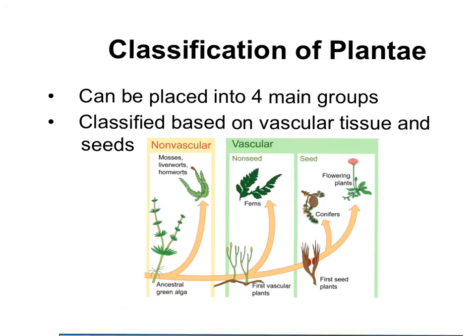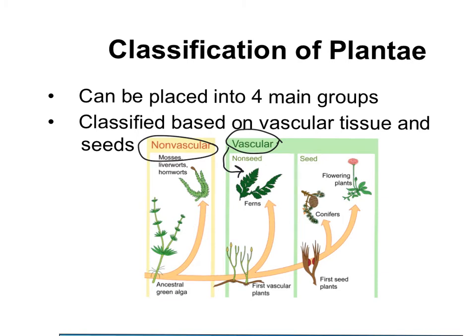And so when we're classifying kingdom Plantae, we can place them into four groups. First is our non-vascular plants, and this group consists of mosses, liverworts, and hornworts. Under our sort of vascular umbrella term, we have our vascular plants with no seeds. And so they have spores instead. And an example of that is the fern. So that's a plant you should be fairly familiar with.